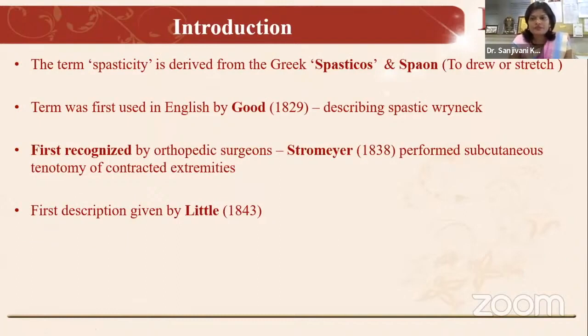In the introduction, the term spasticity is derived from the Greek words spastikos and spasmon, meaning to draw or stretch. It was first used in English by Good in 1829, describing a spastic rhinic. It was first recognized by orthopedic surgeon Joe Stromeyer in 1838, when he performed a subcutaneous tenotomy of a contracted extremity. After that, the first description was given by Little in 1843. So this was how spasticity came into neurorehabilitation.